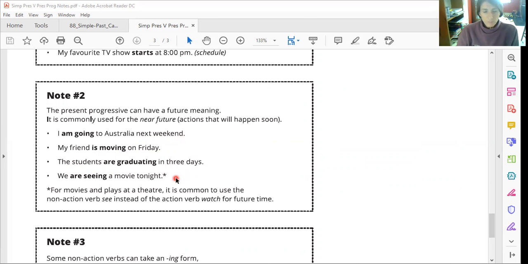We are seeing a movie tonight. We've got a little star here, which means for movies and plays at a theater, it is common to use the non-action verb see instead of the action verb watch for future time. Okay, so I'm watching a movie now. I'm seeing a movie later.